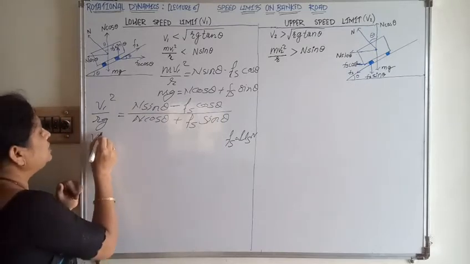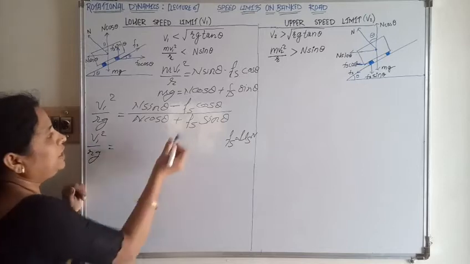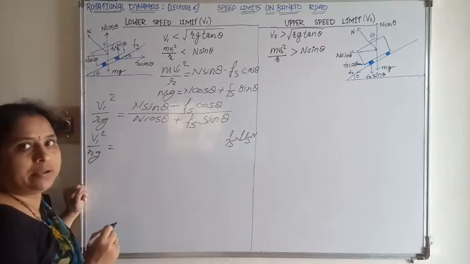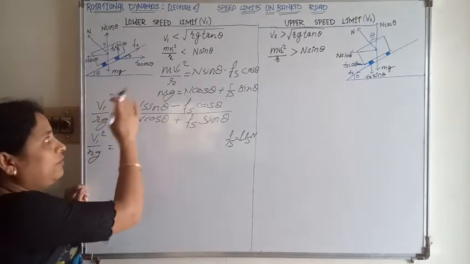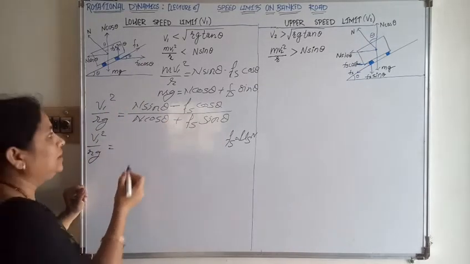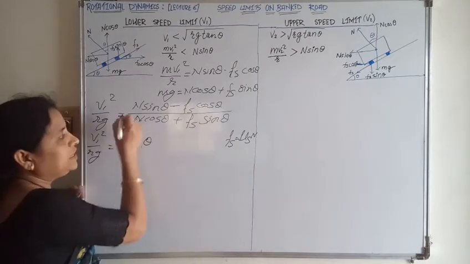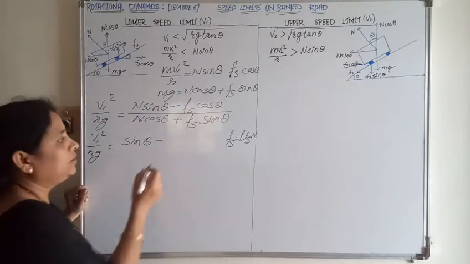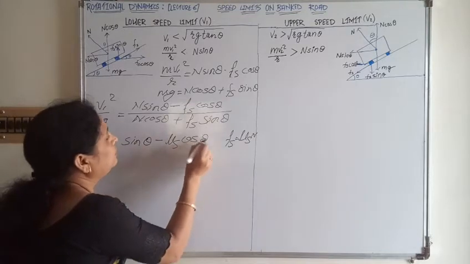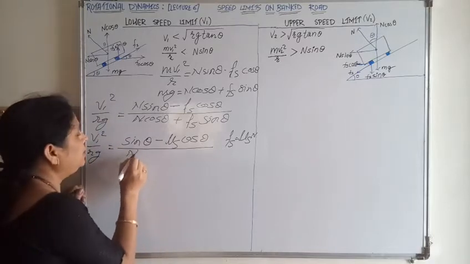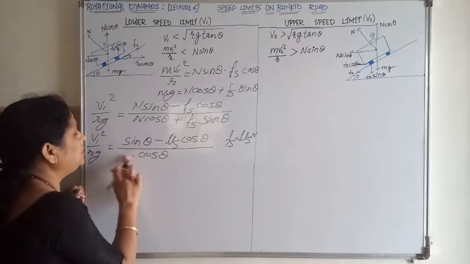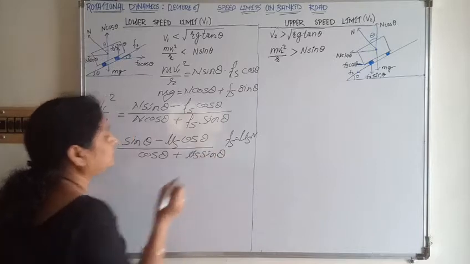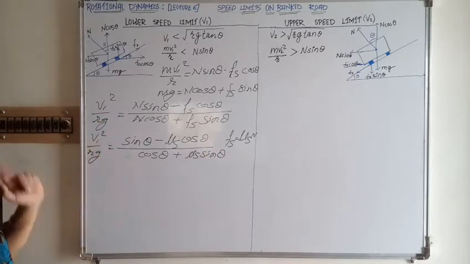So we get v1 square upon rg is equal to, if I put here the value mu s n, here also mu s n. n will be in both the terms, so when we take it out it will be common and it will get cancelled, and we get the equation sin theta, as n is removed, minus, in place of fs we put mu s into n, n is common, so mu s into cos theta, and here you get only cos theta because we have cancelled n already, plus mu s sin theta. This is the equation for v1 square upon rg.